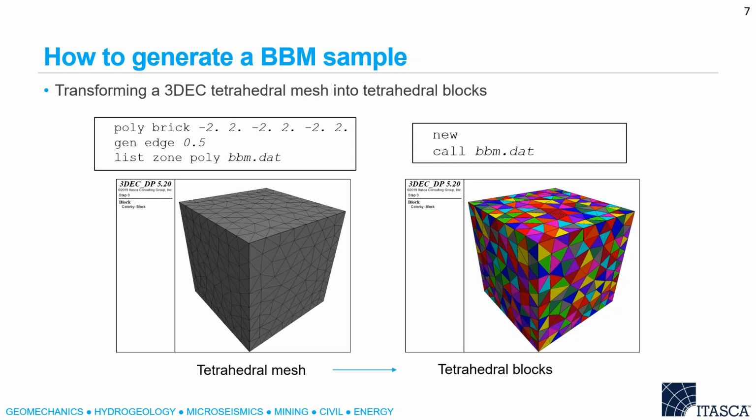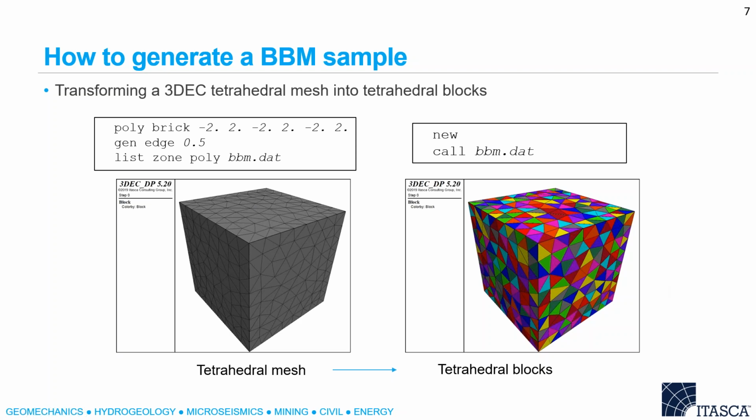A bonded block sample can be generated inside 3DEC by first forming a tetrahedral mesh, and then using the command list zone poly to transform this mesh into polyhedral blocks. This exports the mesh into a text file, and then we can import it again in the form of blocks.